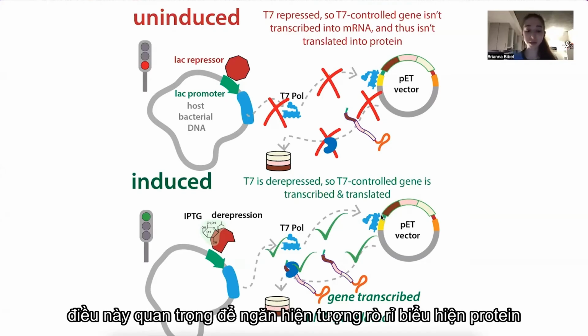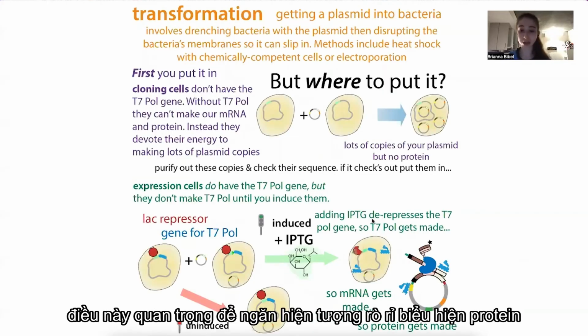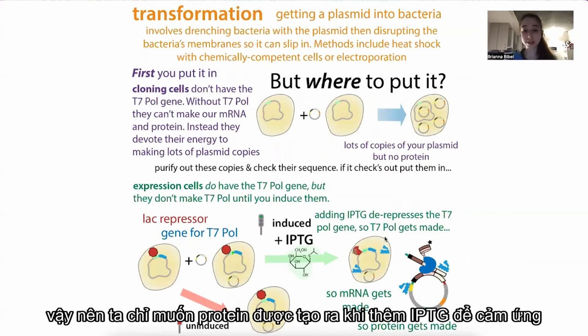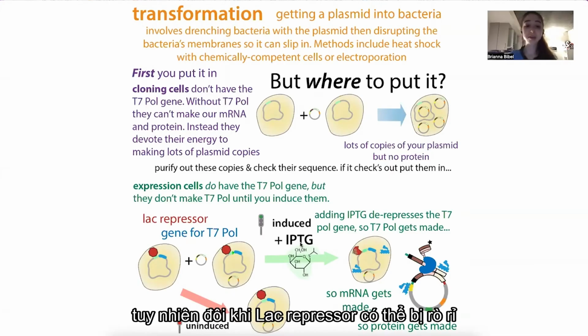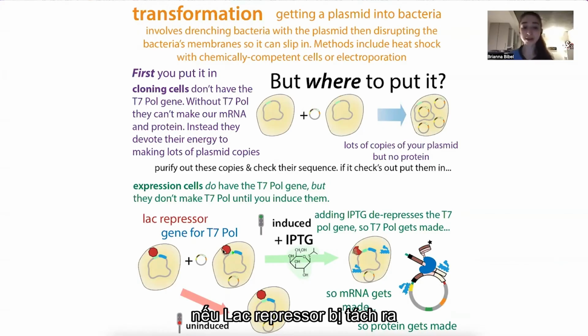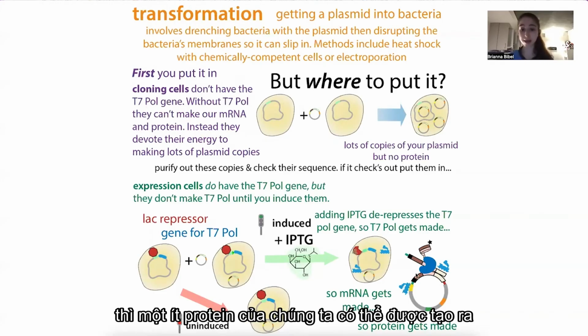And this can be important to prevent leaky protein expression. So we only want our protein to get made when we add IPTG to induce it. However, sometimes this lac repressor can be kind of leaky. So if that lac repressor falls off, say, a little bit of this T7 can get made. And then if we don't have a lac repressor here, now a little bit of our protein can get made.